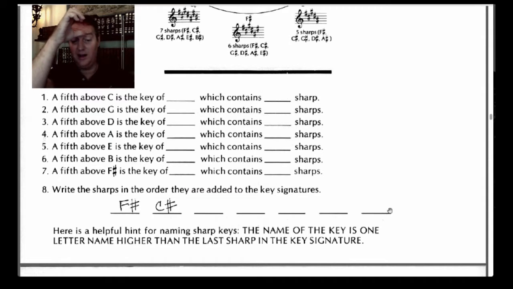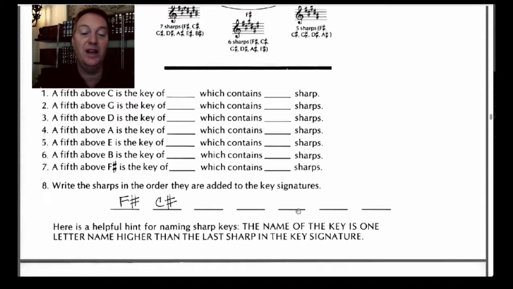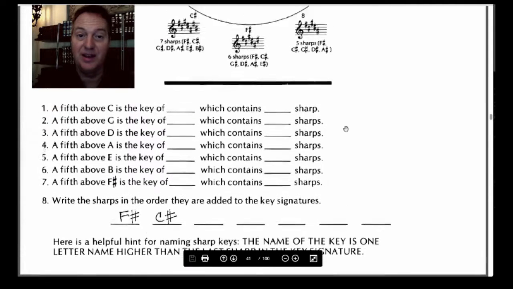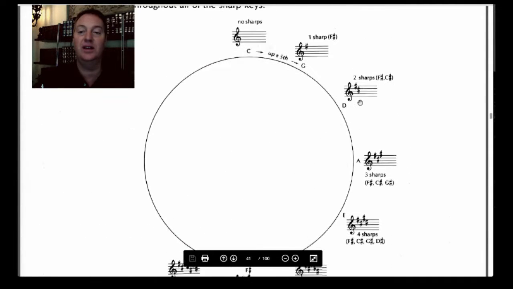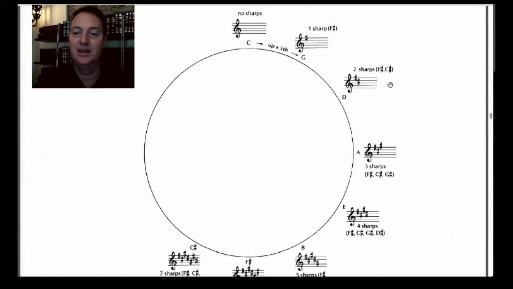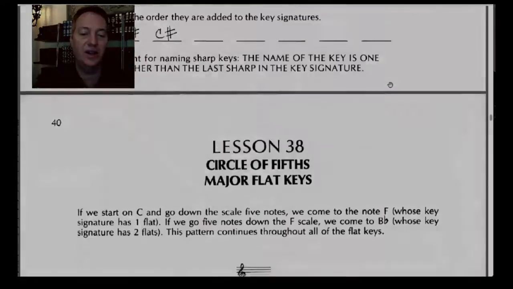So, and here's a helpful hint for naming sharp keys. The name of the key is 1 letter name higher than the last sharp in the key signature. Now, what does that mean? So if you're in the key of D, the last sharp in the key signature is C sharp. What's 1 note above C is D, right? So that's the hint that they're giving you. Okay.